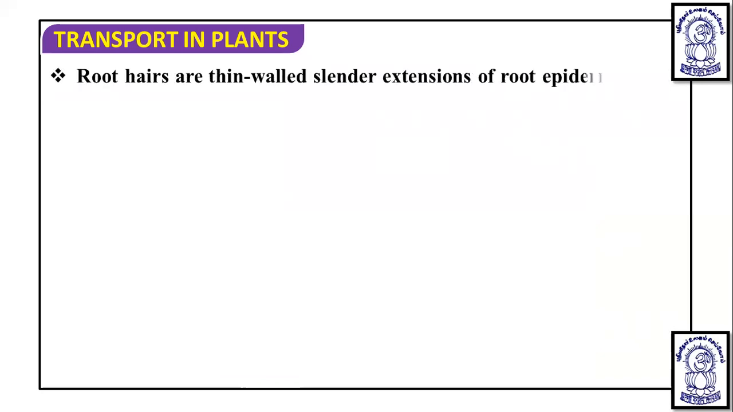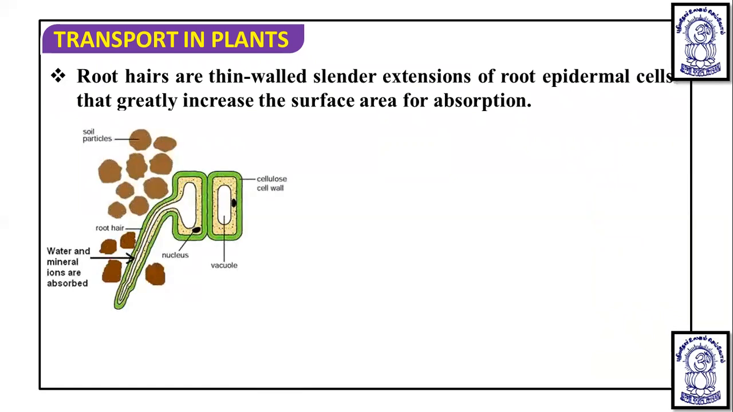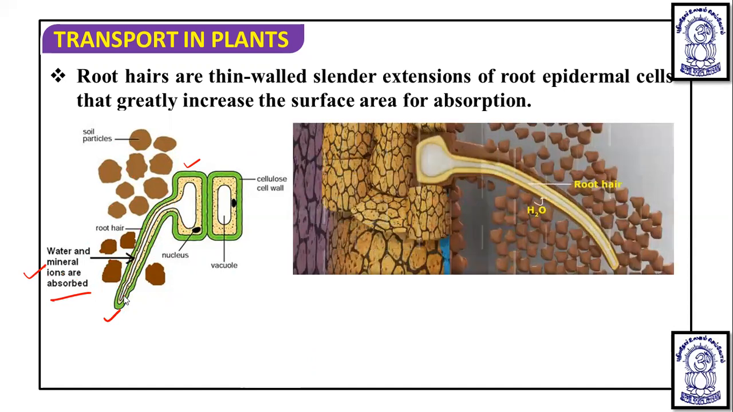Now, root hairs are thin-walled, slender extensions of root epidermal cells, as we have discussed. Due to this extension of epidermal cells, they greatly increase the surface area of absorption. You can see here, this is the epidermal cell, and these are the soil particles. Now, this epidermal cell extension occurs along with the vacuole. So water and mineral ions are absorbed from this root hair. These are exogenous in origin, unicellular extensions. Same way, you can see this is also a root hair through which the water and mineral are going to be absorbed.